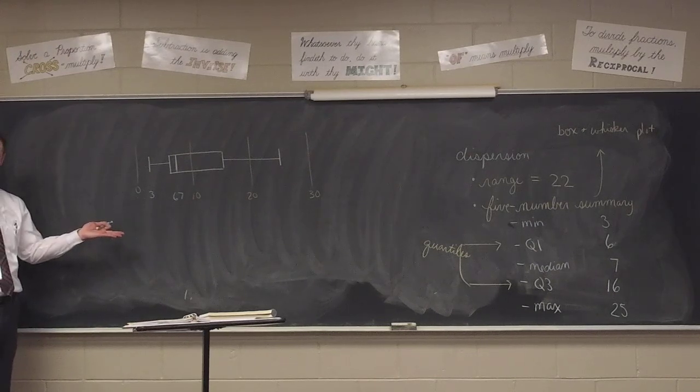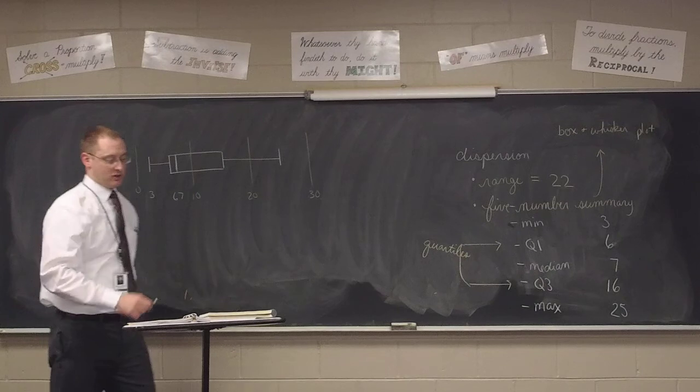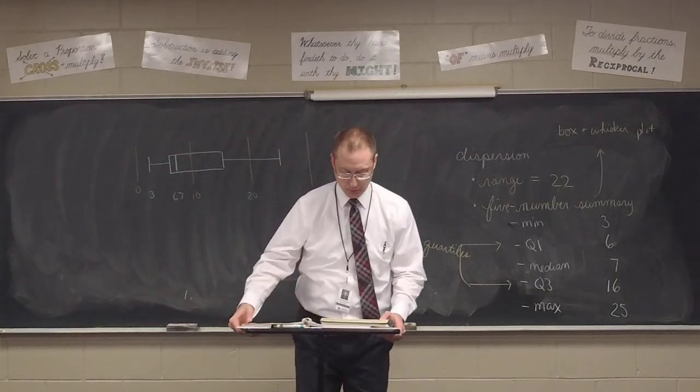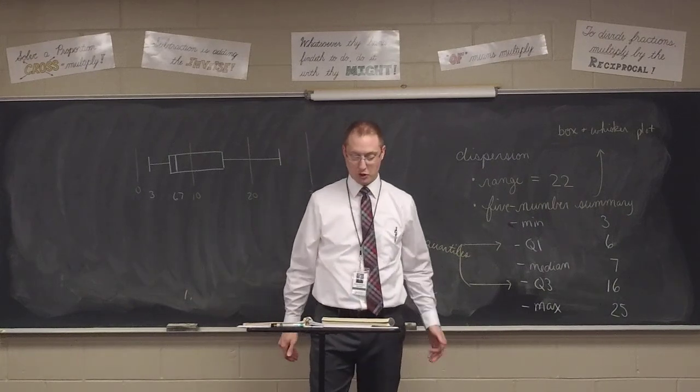Seem pretty easy? Look, if you would, at the box and whisker plot on page 427. What's the median of the box and whisker plot, class? The first one, the very first one you see.